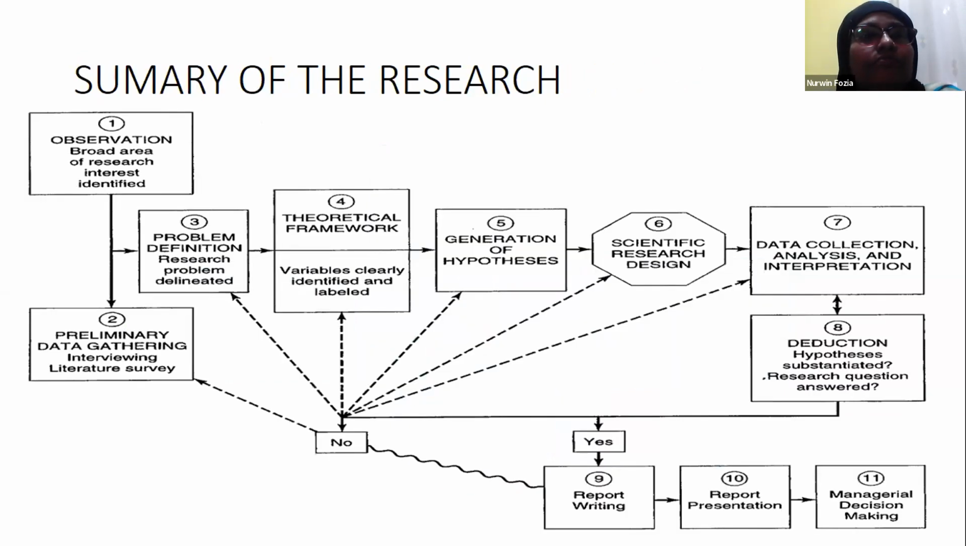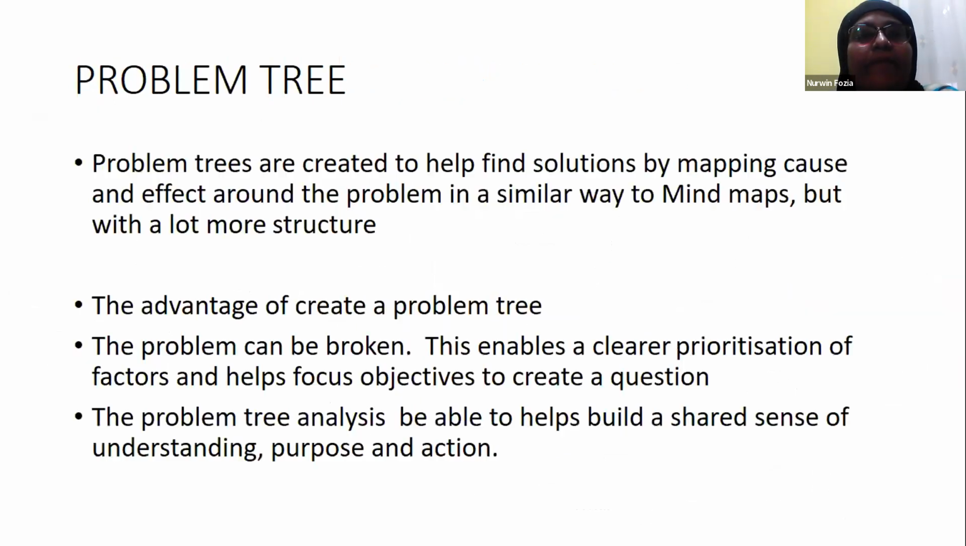So the first thing of a research, broad area of research, preliminary data gathering. Third place is problem definition. Then you have your theoretical framework, hypothesis, research design, data analysis. If everything is no, you go back to preliminary. But if it is yes, then you go to report writing, presentation, and decision making.